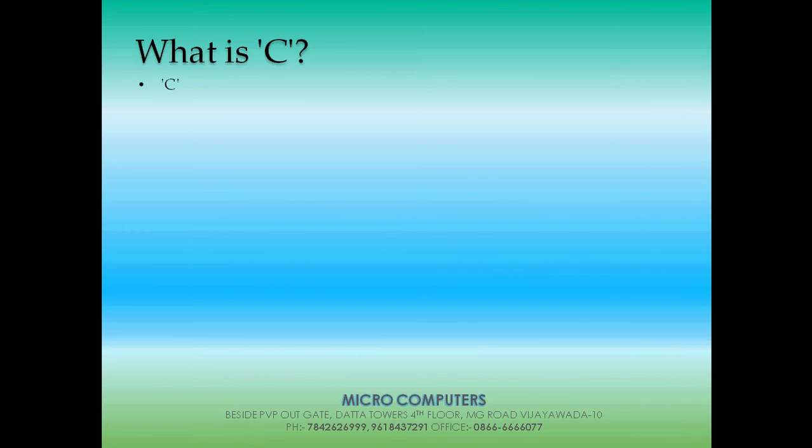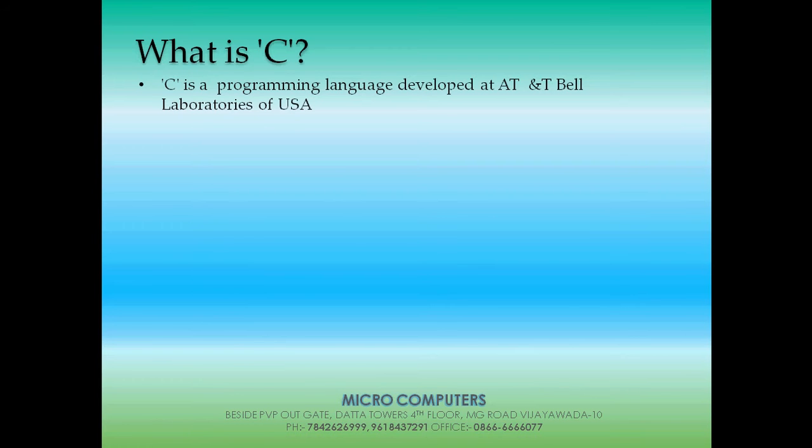What is C? C is a programming language introduced by Dennis Ritchie in the year 1972. A C program written on one computer can be run on the other computer without any modifications, which makes C a highly portable language.